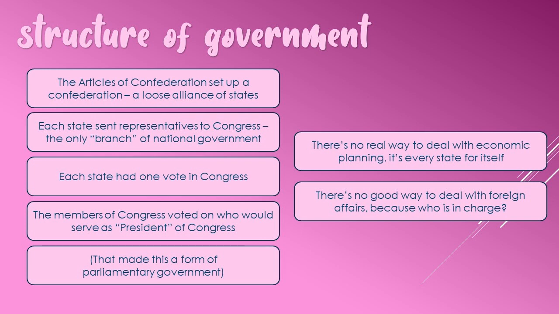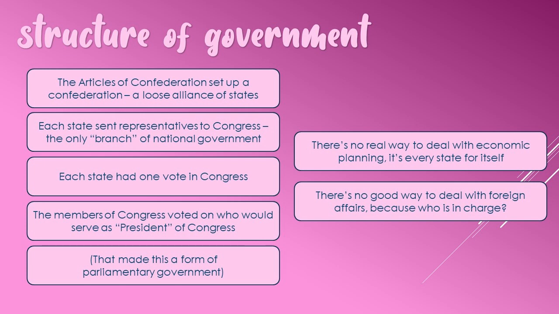There is not a separate president. There is not a judicial branch. And so the members of Congress get together and they elect someone as president of Congress, which makes this a parliamentary form of government. But this Congress really had no power and a lot of structural problems.